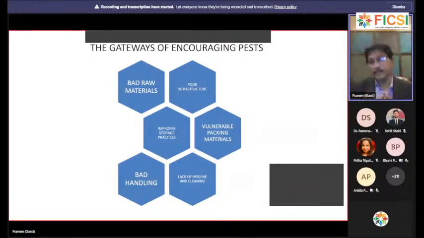Then improper storage practices and vulnerable packing materials. Packing as a science has improved in this country and has got a lot of options, but we don't have the temperament to choose the right thing. When I say packing, I'm not talking about the final customer packing. It is about the packing even at the storage level, even at the godown warehousing level. And then bad handling. We think that only at the retail end or the food service end do we need visible hygiene. We don't think about our handling practices at the godown level, at the storage level, and at the pre-preparation of food products level. And of course, lack of hygiene and cleaning. These six gateways make your pest management that much more difficult.